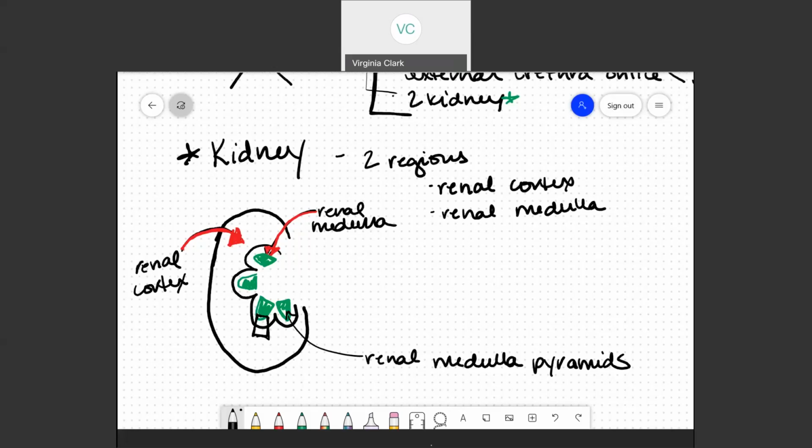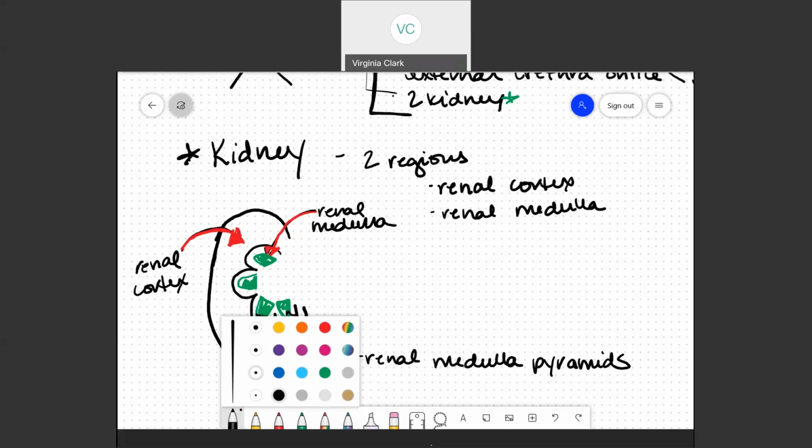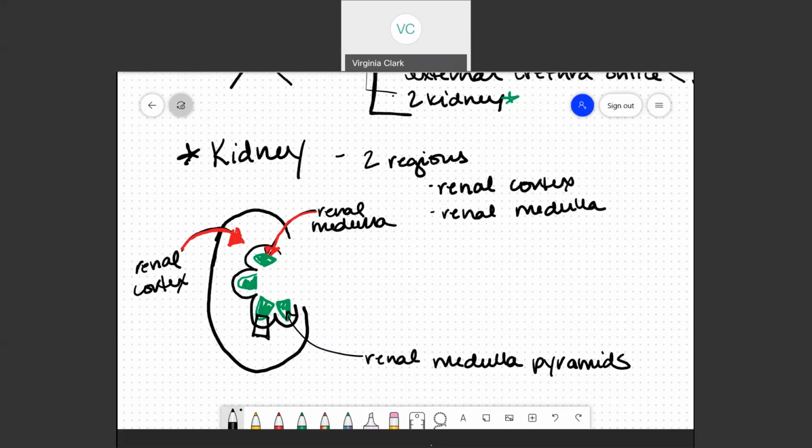The other thing I want to talk about when we're looking at the kidney, the medulla, the cortex, the renal medulla pyramids, is how we get the blood in and how we get the blood out, because that's the entire premise of our kidney, is to be able to filter the blood. So we have to get the blood in and we have to get the blood out. Coming into your kidney, you are going to have a structure that will bring blood in. So this will be your renal artery. This will bring the blood into the kidney.